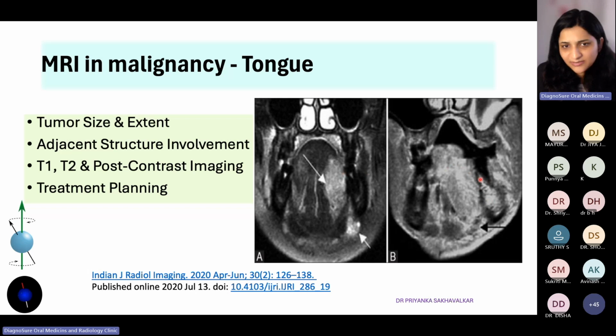It is not the same case. It is a different case, but it is more advanced. We can see a larger lesion invading the floor of the mouth here.